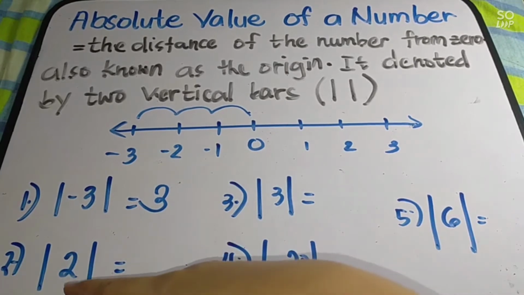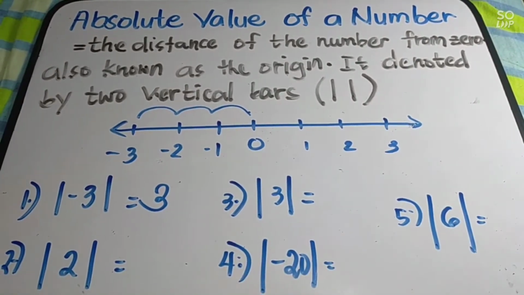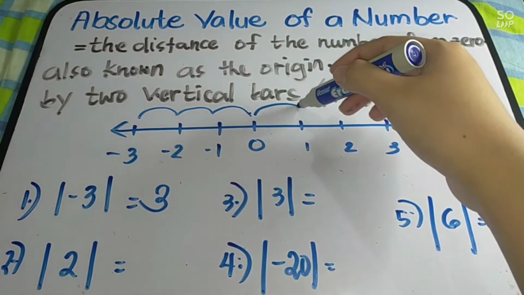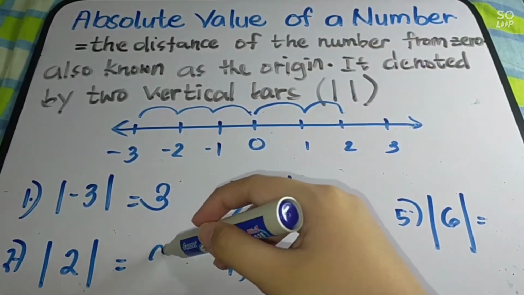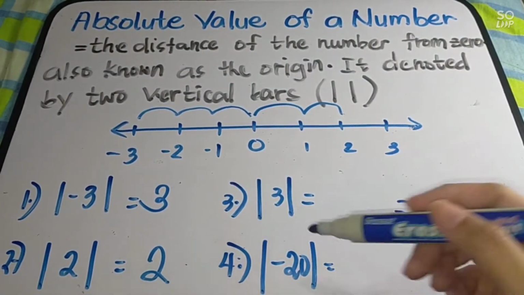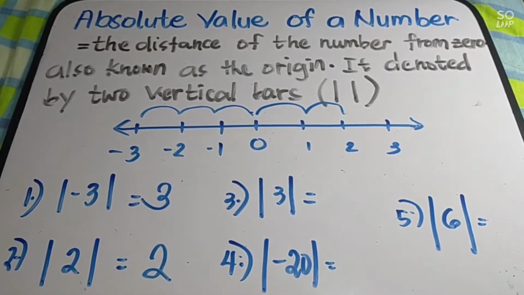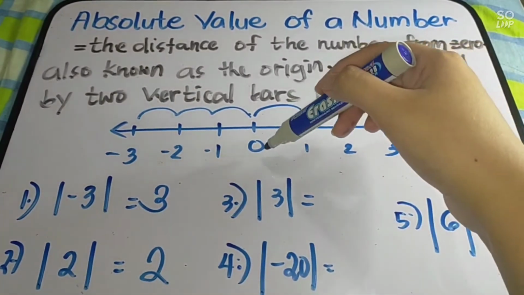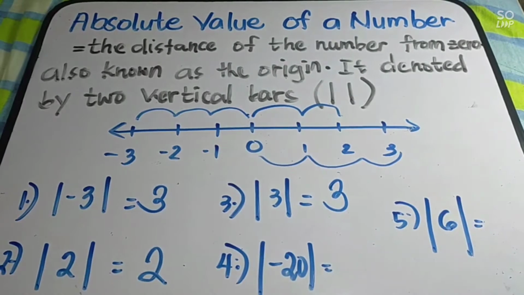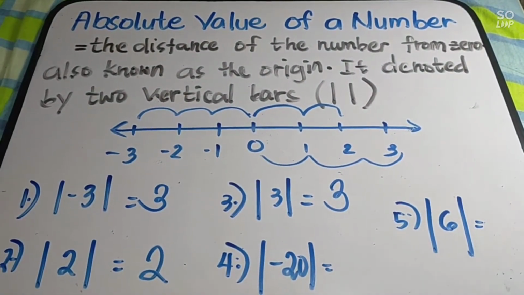For example, we have here positive 2. From 0 to 2, what is the distance? We have 1, 2. So, the absolute value of 2 is 2. Next tayo. We have here absolute value of 3. From 0 to 3, we have here 1, 2, 3. So, the answer is 3. Then, what if kung malaking numbers na?